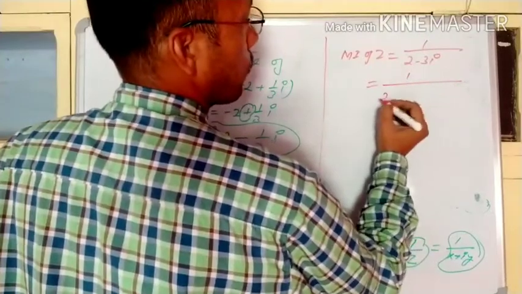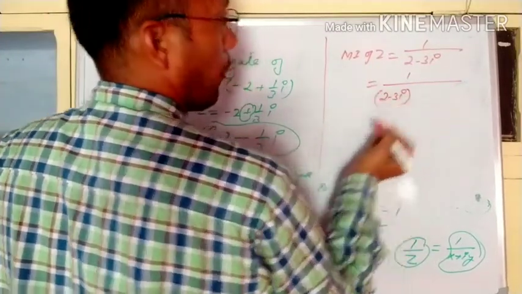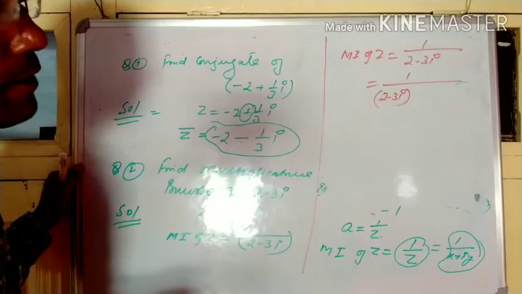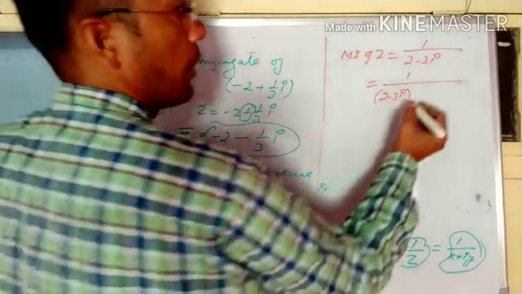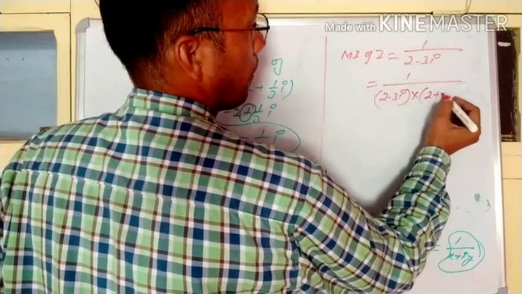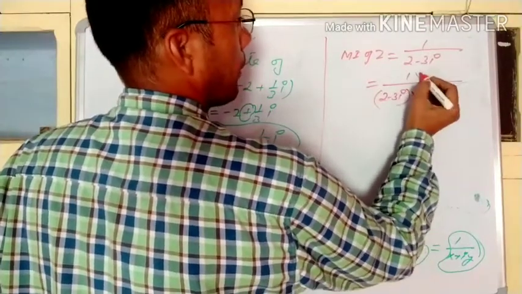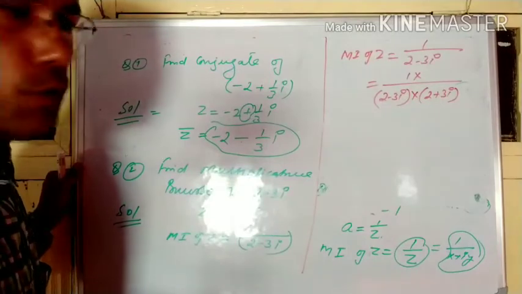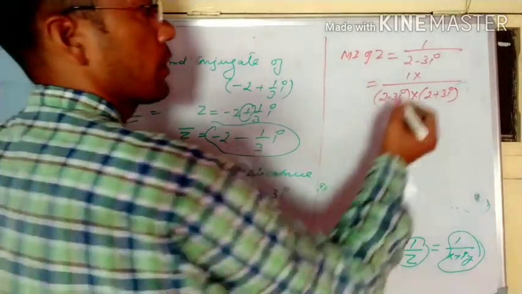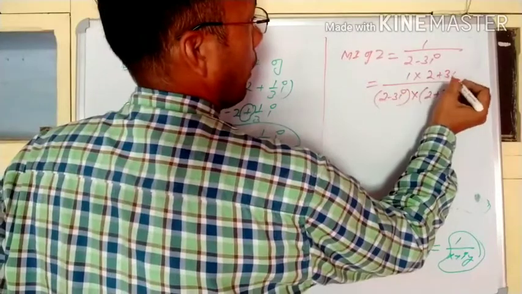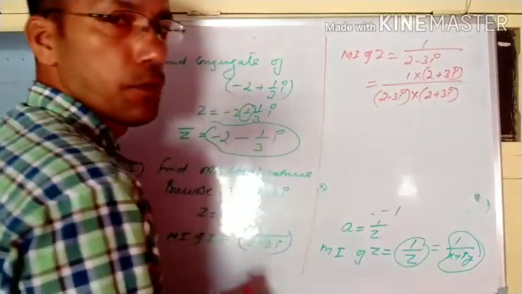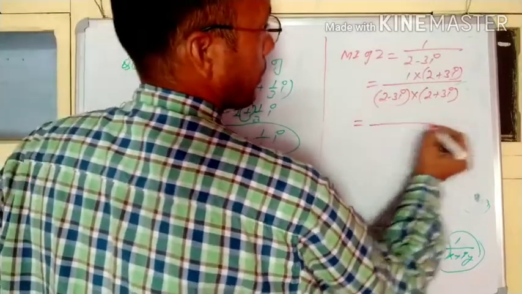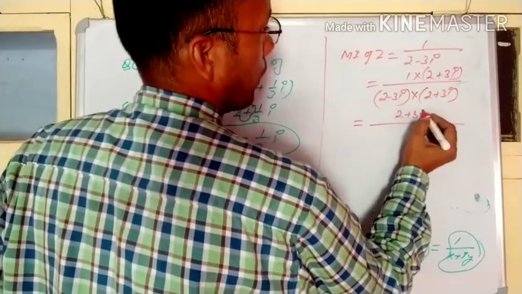We write 2 minus 3 iota, and what is the conjugate of 2 minus 3 iota? That is 2 plus 3 iota. Then multiply it by 2 plus 3 iota, and if we have multiplied it on the denominator, then we must multiply the numerator also by 2 plus 3 iota, and always write in brackets so that there is no confusion or problems. Now this is 2 plus 3 iota.